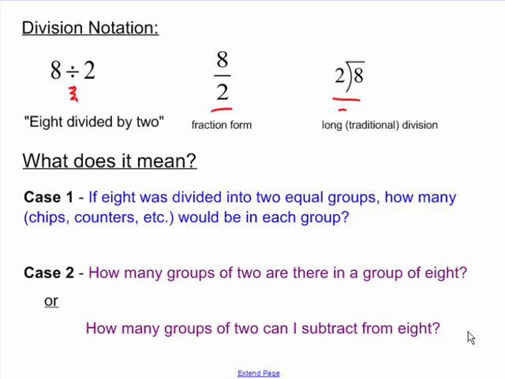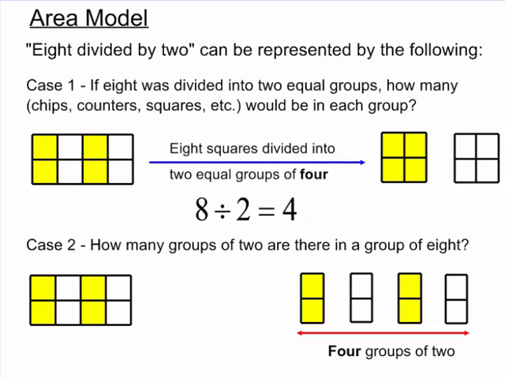So what does it mean? Case one, if 8 was divided into two equal groups, how many chips, counters, etc. would be in each group. So we're going to take our 8 and split it into two equal groups, and we'll do that on the next page. Or case two, how many groups of 2 are there in a group of 8? And we could also say that as how many groups of 2 can I subtract from 8? So those are the two main cases we'll experience with division, and the rest of our examples will fall into either case one or case two being the best way to think about it.